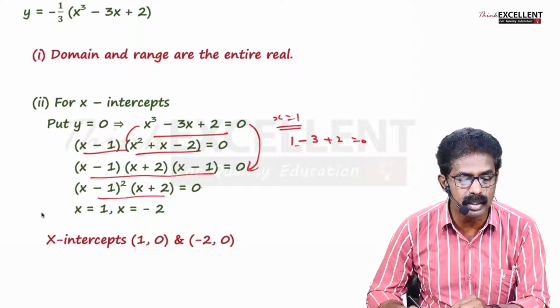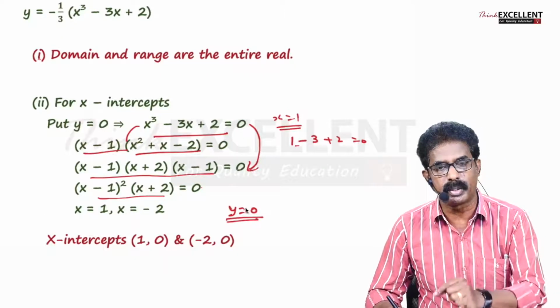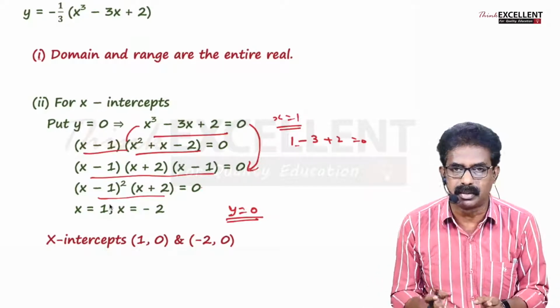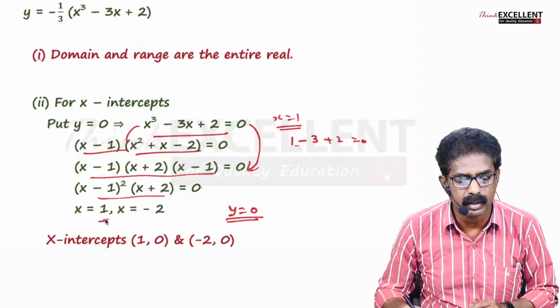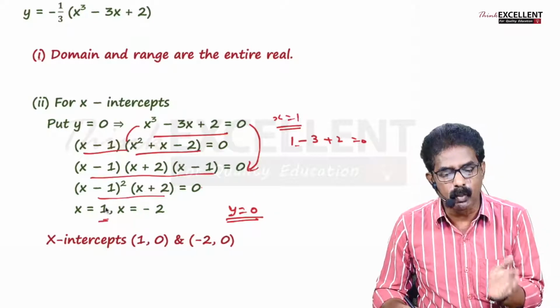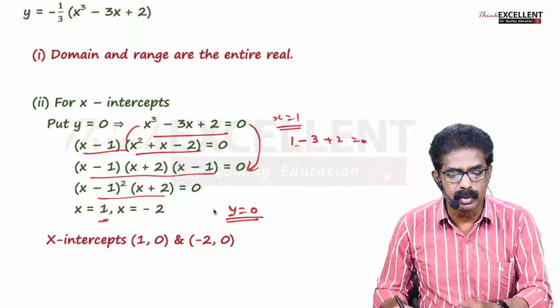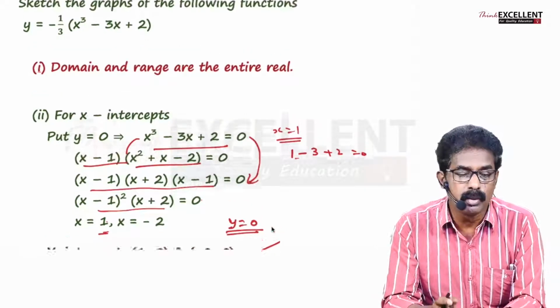In this case, y equal to 0, right? To find the x-intercept, you put y equals 0. When you put y equals 0, you are getting 3 values for x, but one value repeats: 1, 1, minus 2. So 1, I am taking one time. When you write it as a point, x, y, it is 1, 0 and minus 2, 0. So that is the x-intercept. To find the y-intercept, you put x equals 0.